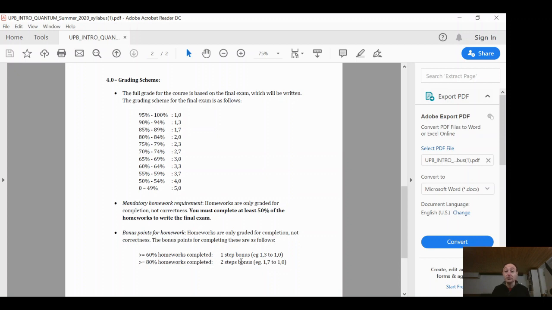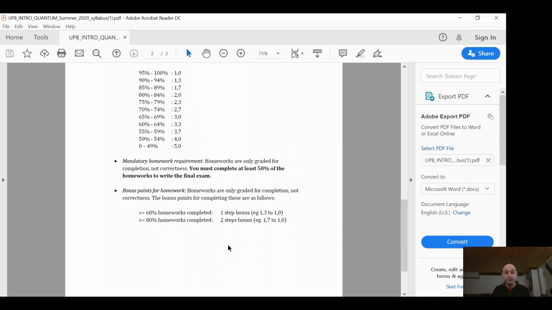This is how bonuses will work. If you do at least 60%, we'll give you a one-step bonus, so your grade will go from 1.3 to 1.0, for example. If you have any questions, of course, just post them to the discussion board on Panda or email me. Preferably always go to Panda first, because somebody else might have the same question, and it'll save me a lot of time. But in the worst case, of course, you can email me.